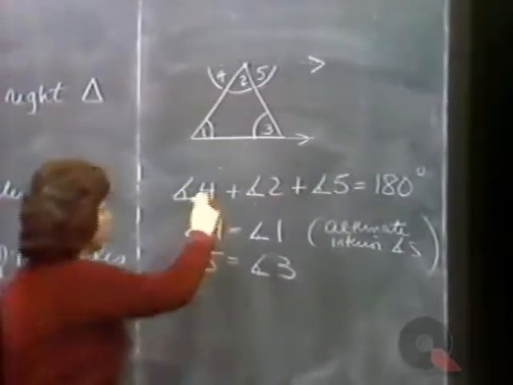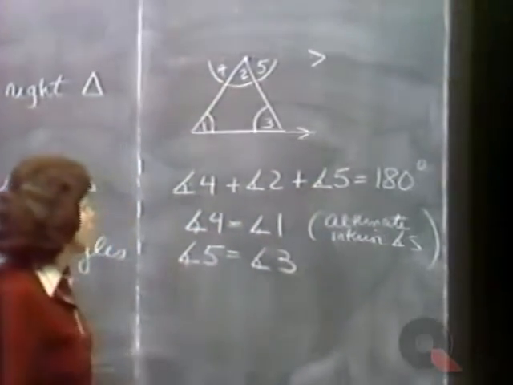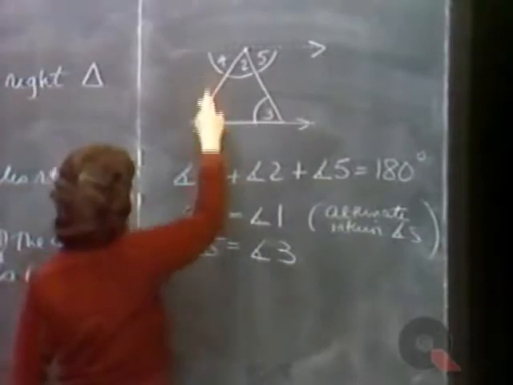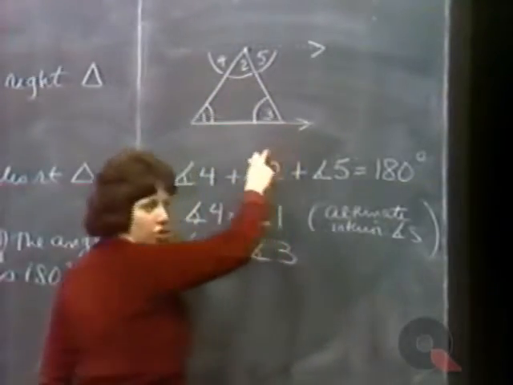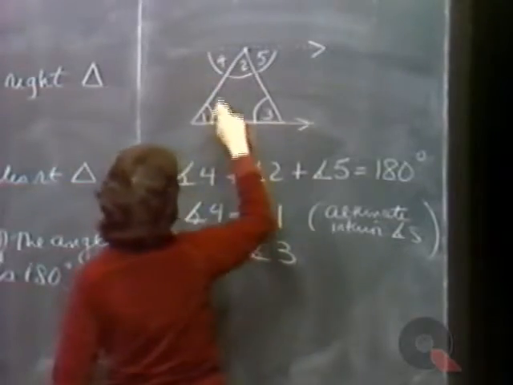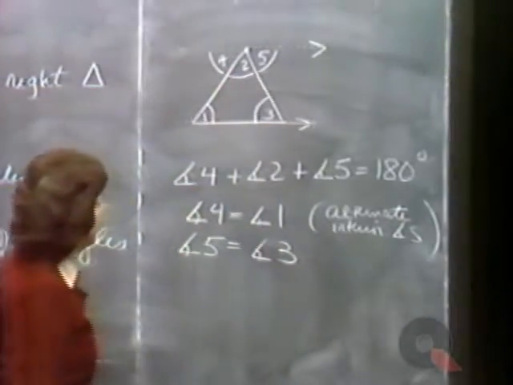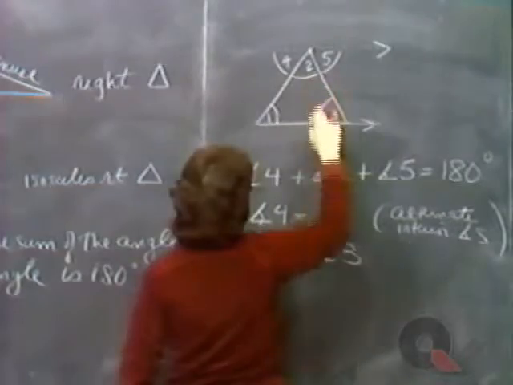Okay, angles 4, 2, and 5 together added to 180 degrees. Angle 4 was equal to angle 1, alternate interior angles. Notice the Z shape that we mentioned in an earlier videotape. Angles 1 and 4 are the alternate interior angles. Angle 3 is equal to angle 5.